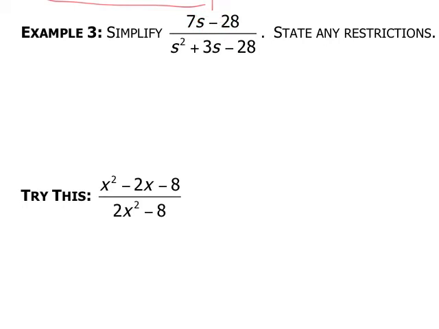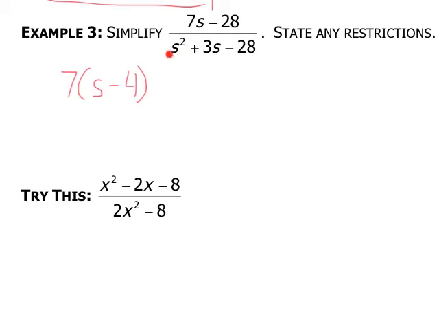So if I take a 7 out of the top, 7s divided by 7 is s, negative 28 divided by 7 is negative 4. So 7 parentheses s minus 4. That's what this top part becomes in its factored form. And on bottom, I try a GCF. Nothing comes out of all three of them. And then I have 1, 2, 3 terms.